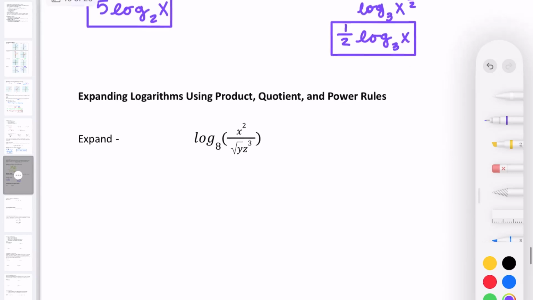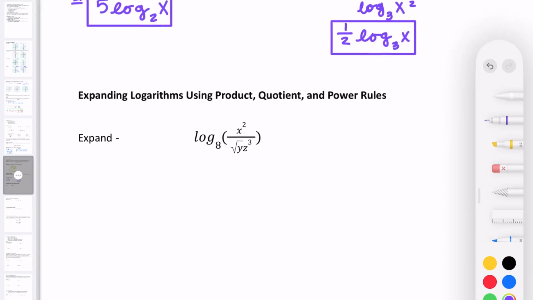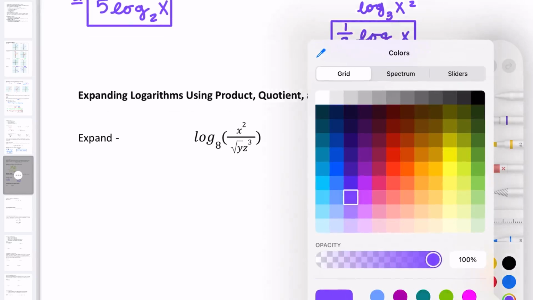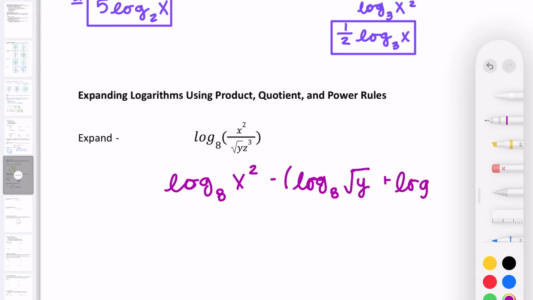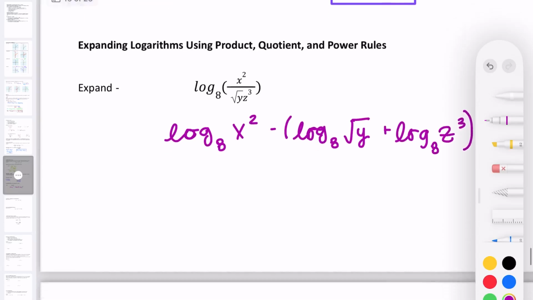Now let's combine all of the things and expand this expression. I'm going to go ahead and write the division portion first. So I'll say log base 8 of x squared minus log base 8 of square root of y plus log base 8 of z cubed. There's a lot happening there.